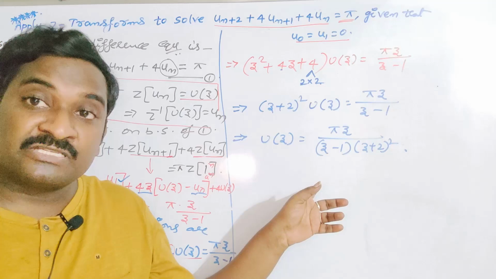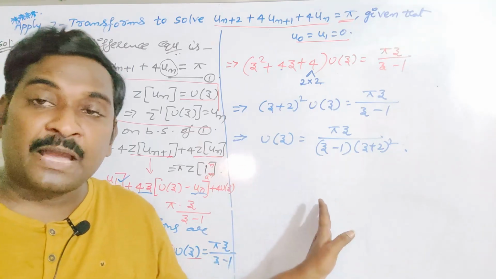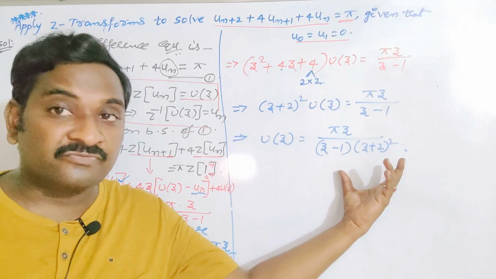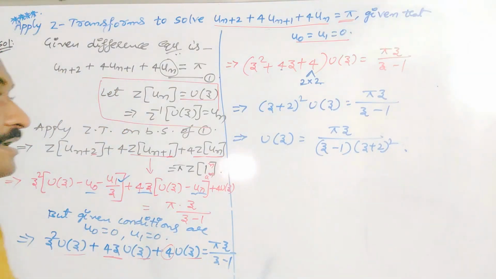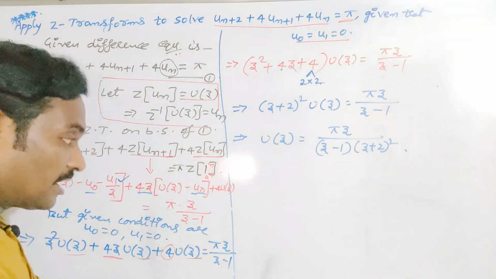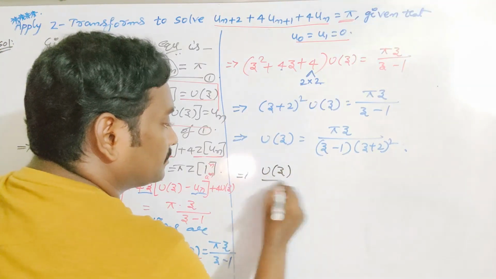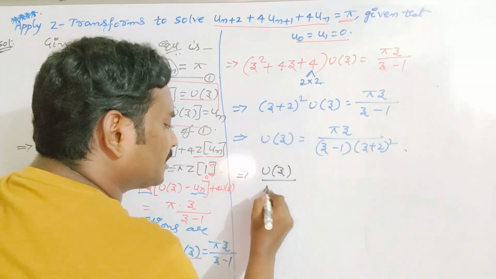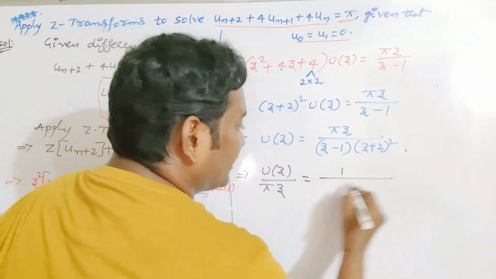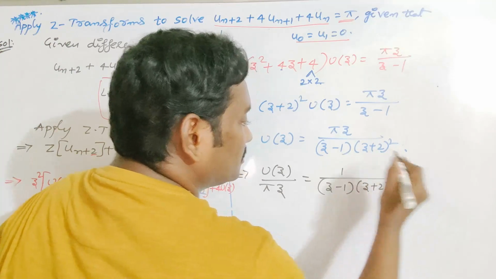If it is inverse Laplace, then you can apply inverse Laplace directly and take the partial fractions for the right hand side function. Here don't take the partial fractions directly. We have to keep one Z in the left hand side denominator. So I will write u of Z by Z, you can write pi also, no problem. There is no problem with the constant term. So 1 by Z minus 1 into Z plus 2 whole square.